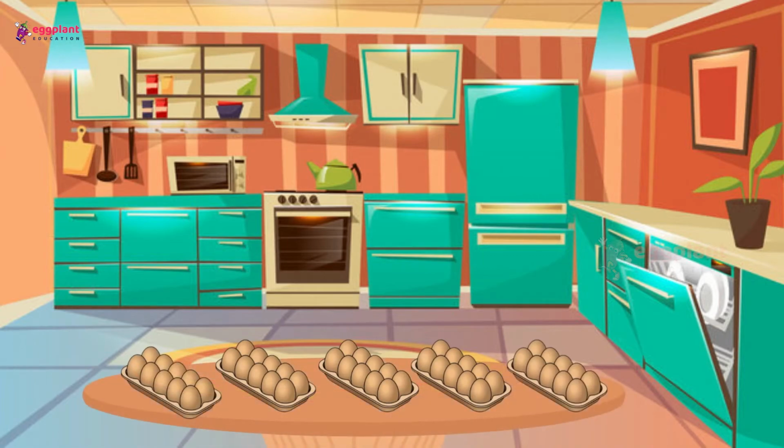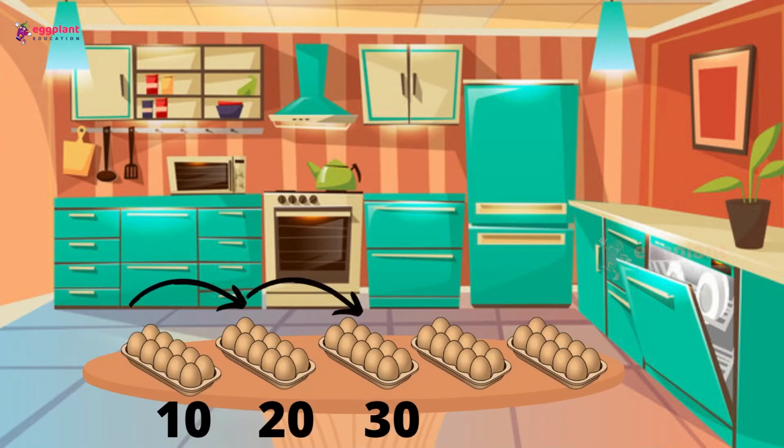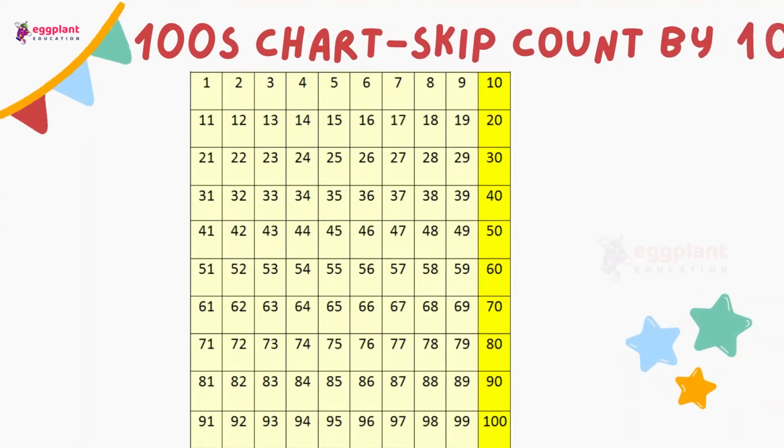How many eggs are there? Look at the cushions of eggs on the table. In each cushion there are 10 eggs. So we can find the total number of eggs by counting in tens. Let's start. 10, 20, 30, 40 and 50. So there are 50 eggs in all. Yes. So look at the hundreds chart.